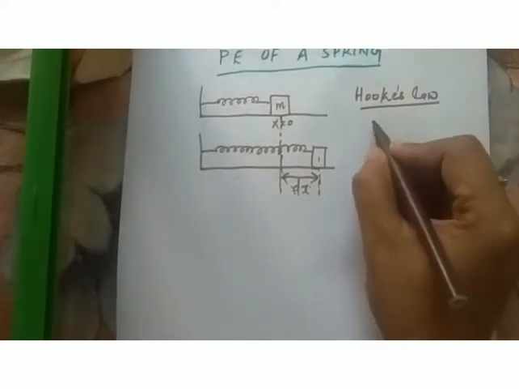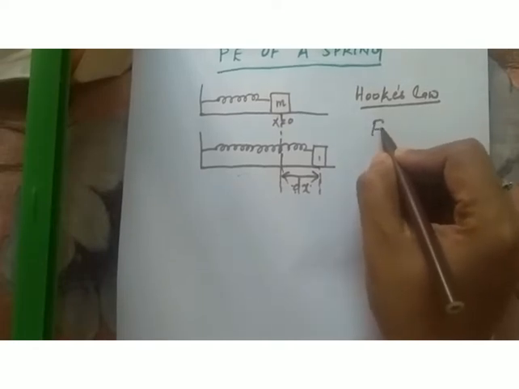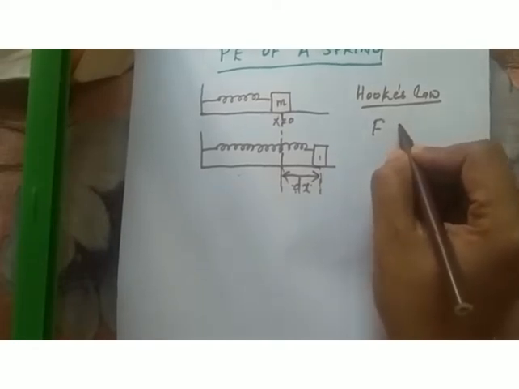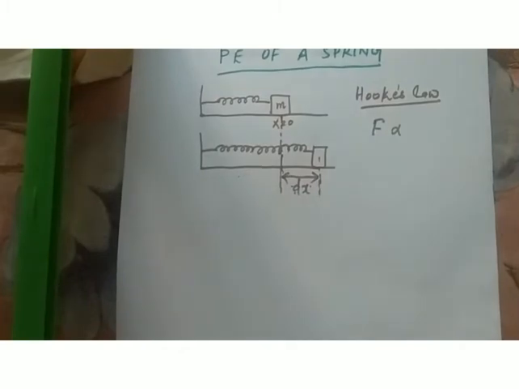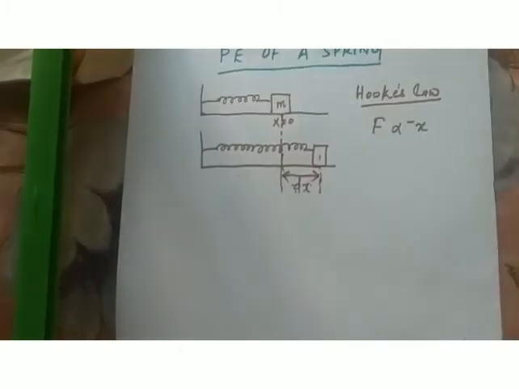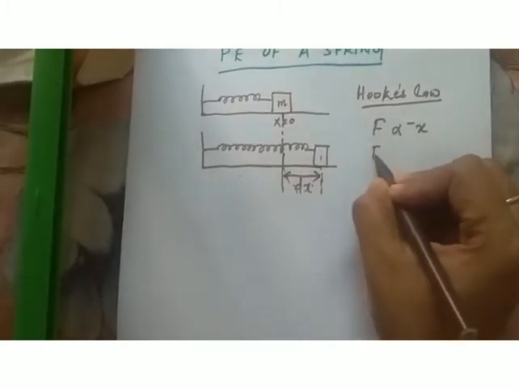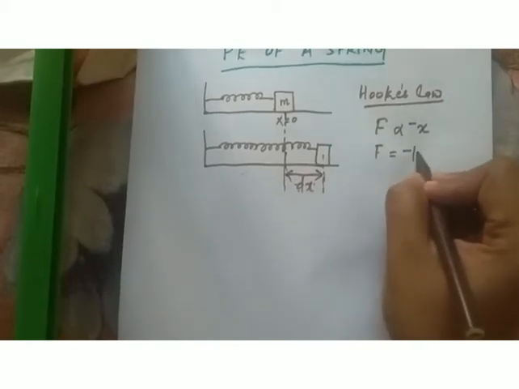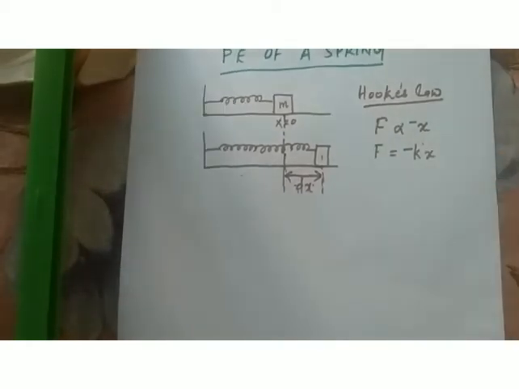Hooke's law states that the restoring force developed in the spring is proportional to the displacement x, and it is opposite to the displacement, that is F proportional to minus x. F is equal to minus kx, where k is a constant to remove the proportionality symbol. So we are using this equation F equals minus kx in this expression for the potential energy of a spring. Okay, so this is Hooke's law.